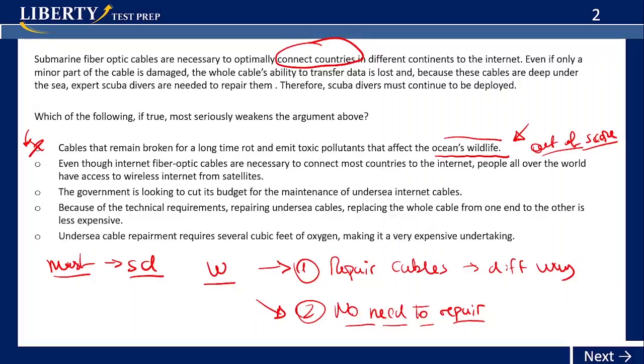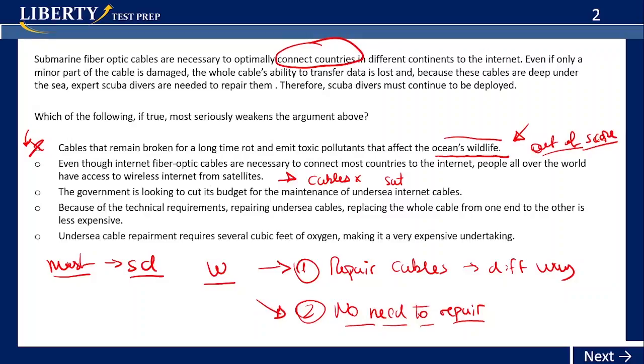Letter B. Even though internet fiber optic cables are necessary to connect most countries, people all over the world have access to wireless internet from satellites. That seems attractive. That seems good. Why? Because you'd say, all right, you have another option. So it's not only the cables, but you also have the satellites. So even if you don't have the cables, you might have the satellites, and that should be good enough for people to be connected.